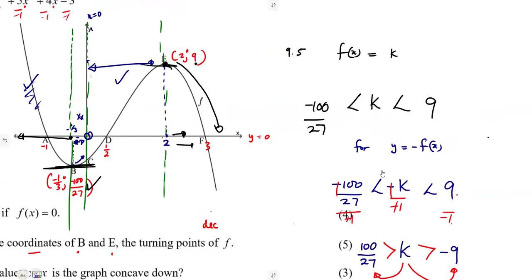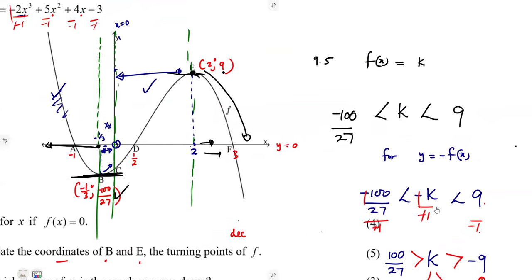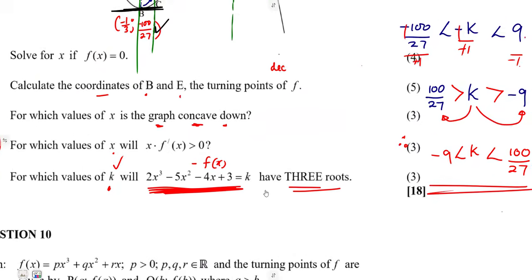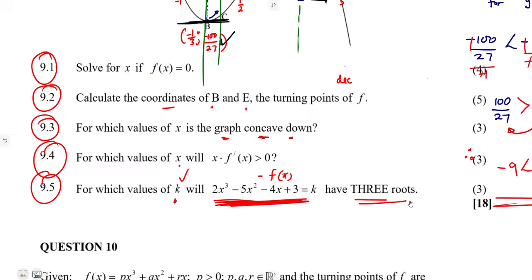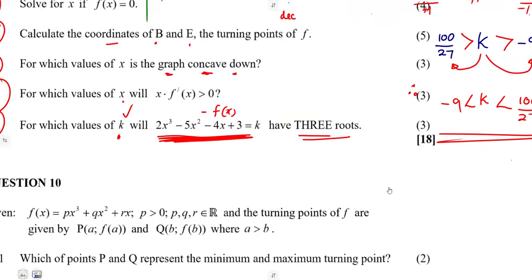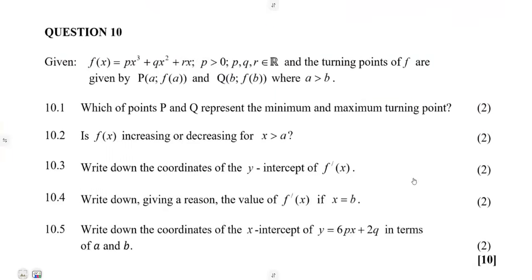All right, so this is it. This is the whole idea on question number 9.5, 3 marks, all right? So be very careful when it is a negative like that.